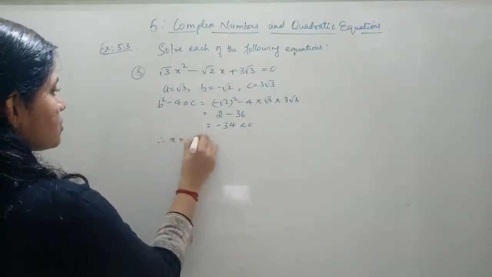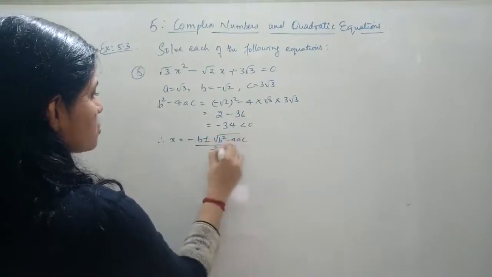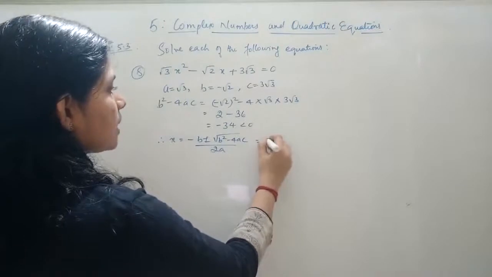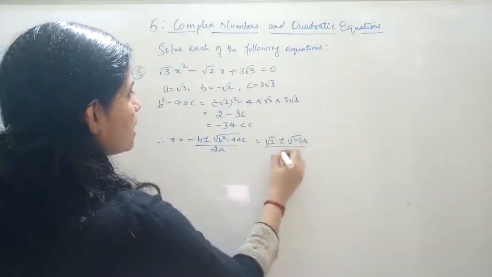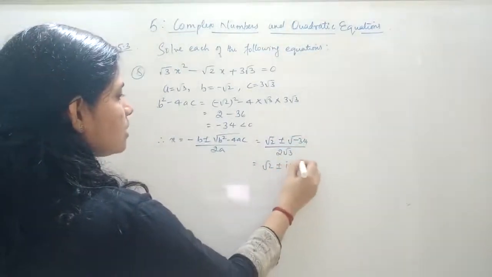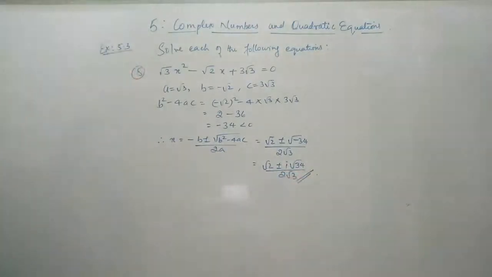Therefore, x is equal to minus b plus or minus root of b square minus 4ac by 2a will give you minus b, minus of minus root 2. So it will become plus root 2 plus or minus root of minus 34 by 2a. A is root 3. So you'll get root 2 plus or minus I root 34 divided by 2 root 3. Okay.